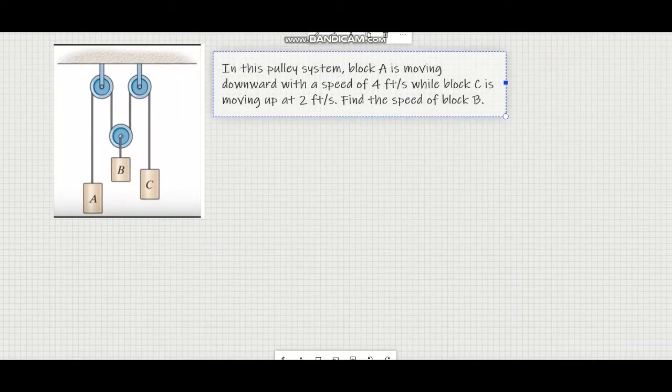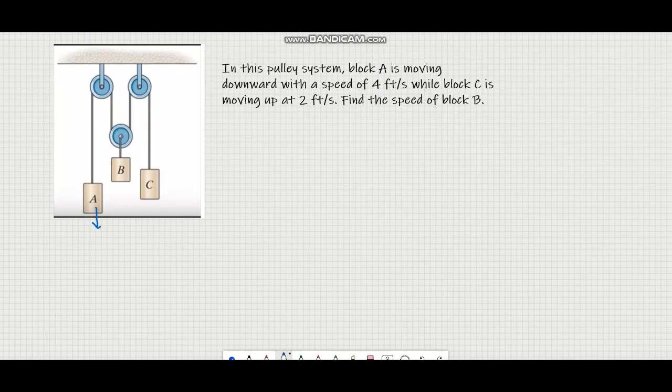Okay, as we say, in this pulley system, block A is moving downward. Where is it? Here, it's going downward with 4 feet per second, while block C is moving up at 2 feet per second. So I'm asking, what is the speed of block B? It's on you. So your quiz is this one. Write it down and I'll send it to my box. Then we can continue the question.